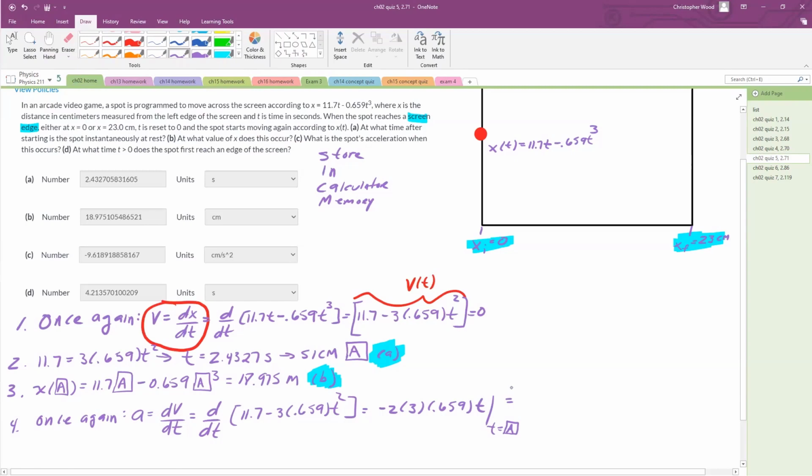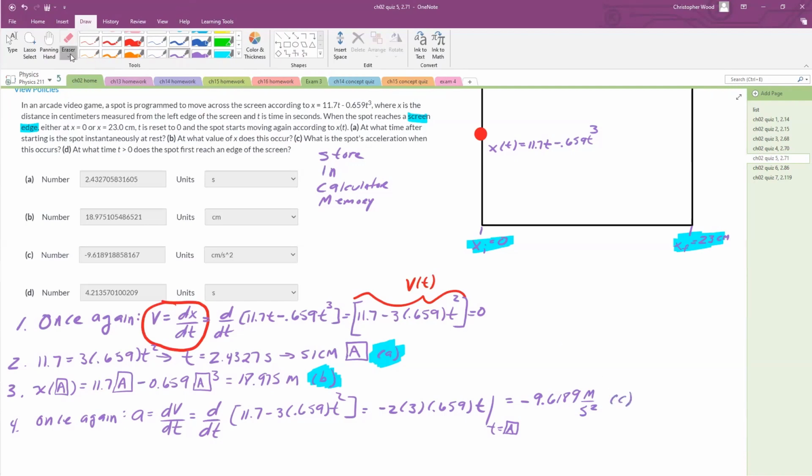All right. So -6 times 0.659 times. Okay. Negative. Oh, this is acceleration. Okay. Negative 9.6. I have to back up and revise my explanation. Negative 6.189 and some change meters per second squared. And this is the answer to part C. Oh, and I said meters, I need to change that.